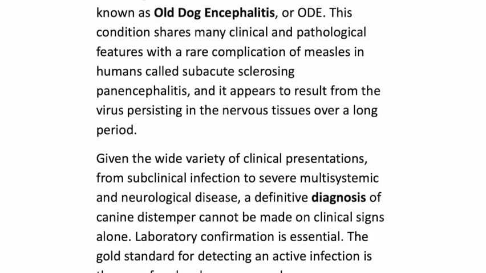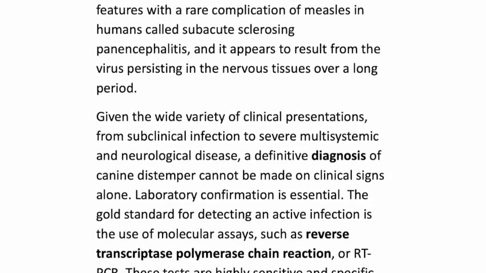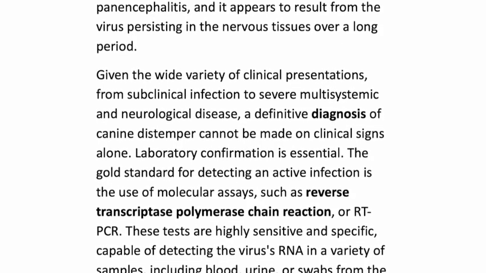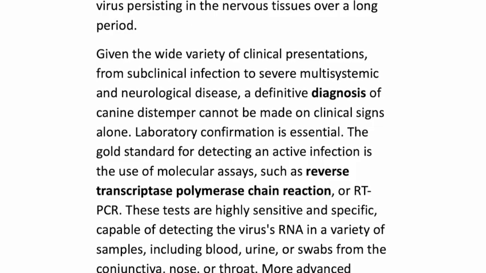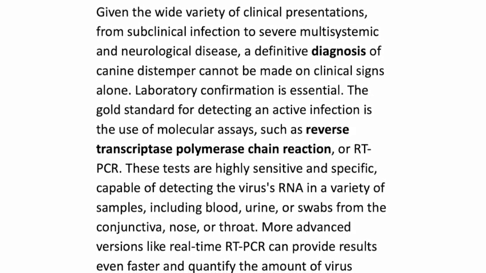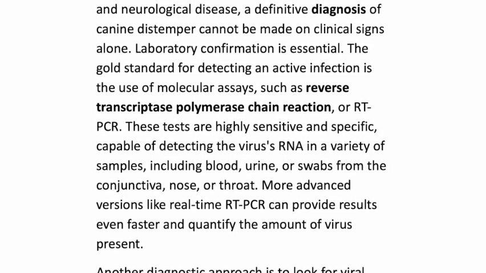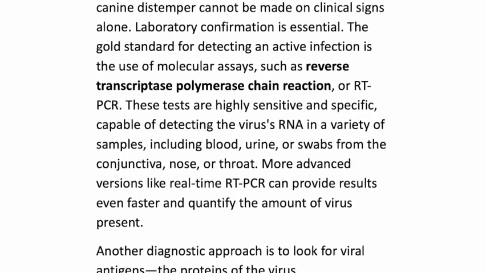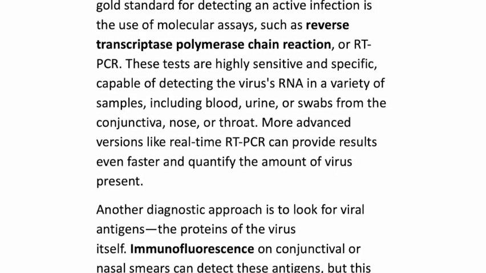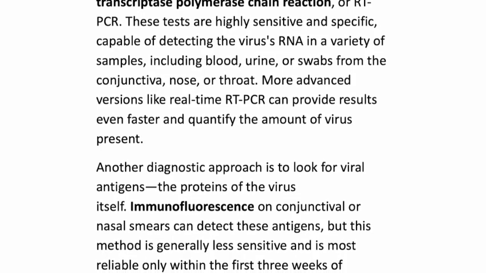Given the wide variety of clinical presentations, from subclinical infection to severe multisystemic and neurological disease, a definitive diagnosis of canine distemper cannot be made on clinical signs alone. Laboratory confirmation is essential. The gold standard for detecting an active infection is the use of molecular assays, such as reverse transcriptase polymerase chain reaction, or RT-PCR. These tests are highly sensitive and specific, capable of detecting the virus's RNA in a variety of samples, including blood, urine, or swabs from the conjunctiva, nose, or throat. More advanced versions like real-time RT-PCR can provide results even faster and quantify the amount of virus present.